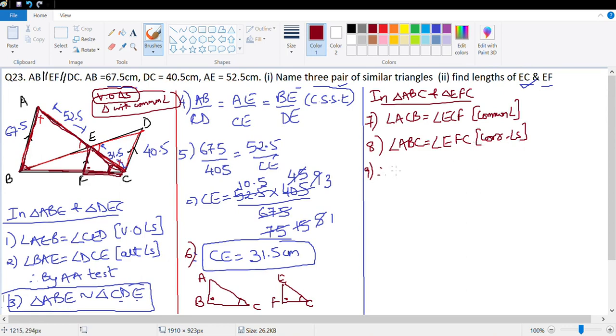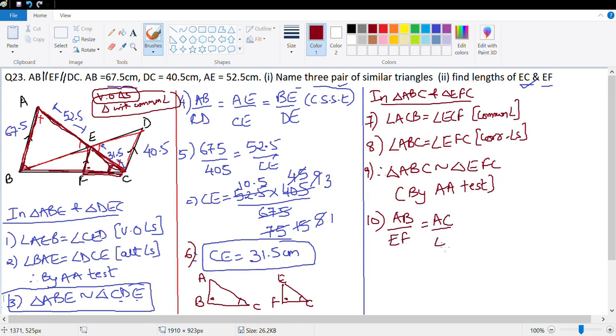Therefore, triangle ABC is similar to triangle EFC by the AA test. Which means let's try and write the ratio of sides, or proportion of sides. So AB upon EF is equal to AC upon EC is equal to BC upon FC. We need to find EF. Maybe we should be able to find EF from this. So this is CSST. Let's substitute values.